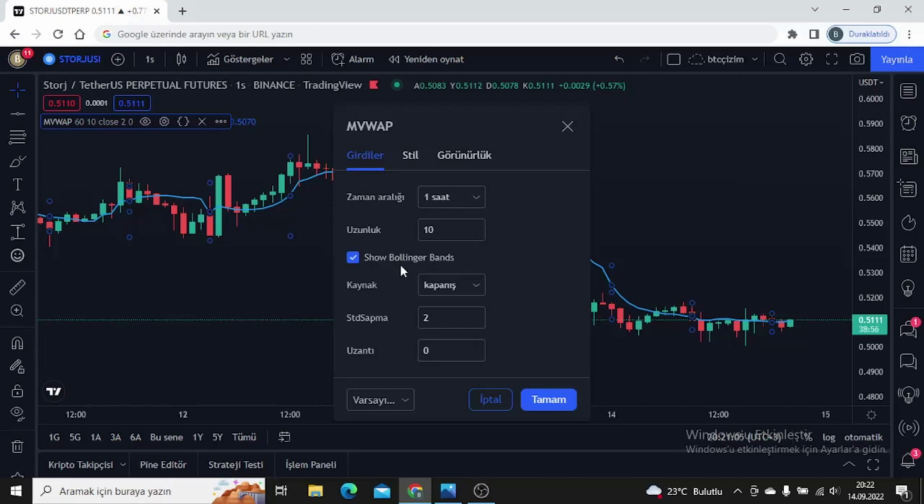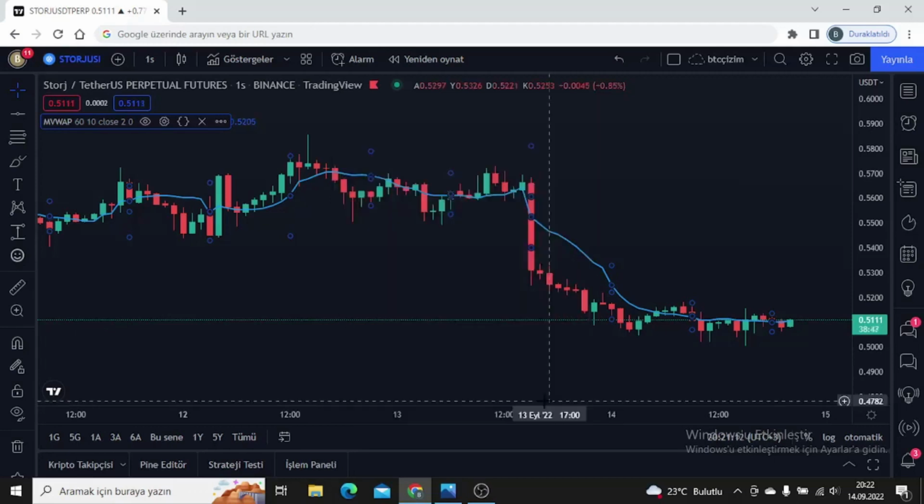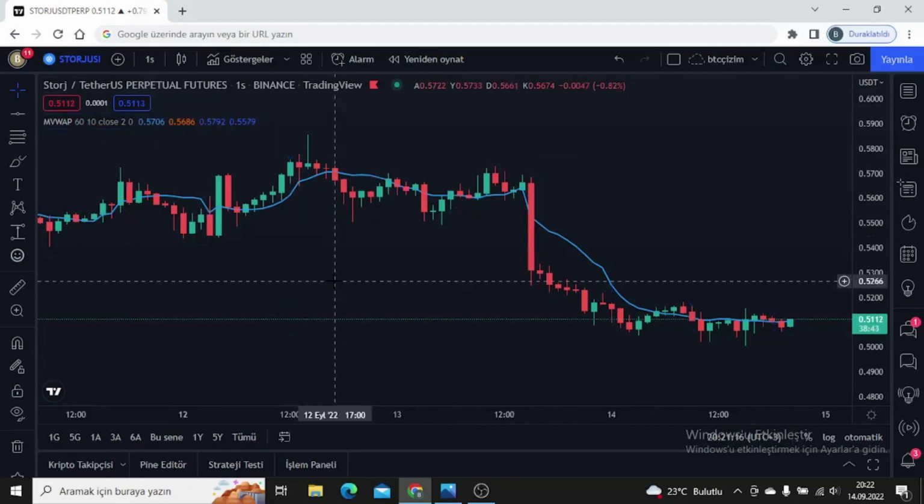However, I will tell you how we can confirm this with a different indicator, as a second indicator. First of all, I will explain it in one way. Later, I will explain this with the indicator that we can confirm.